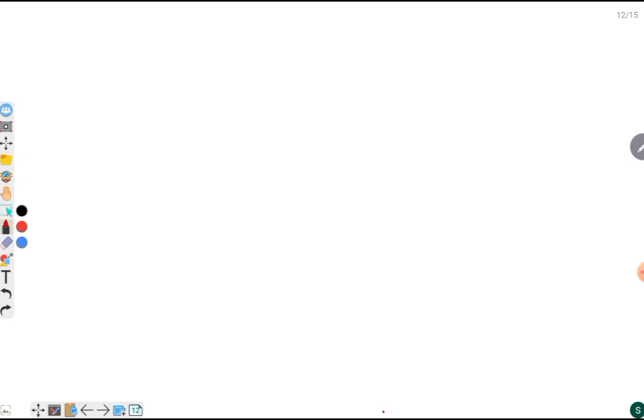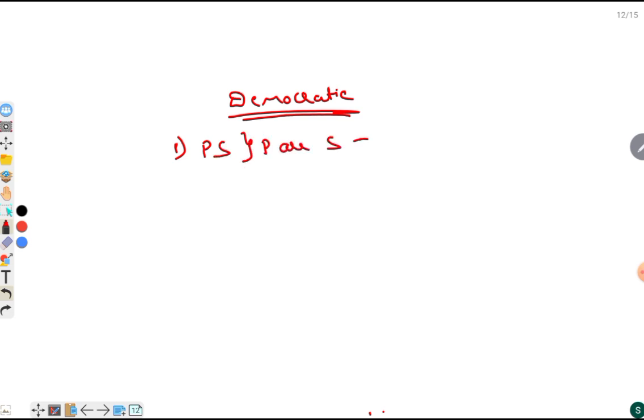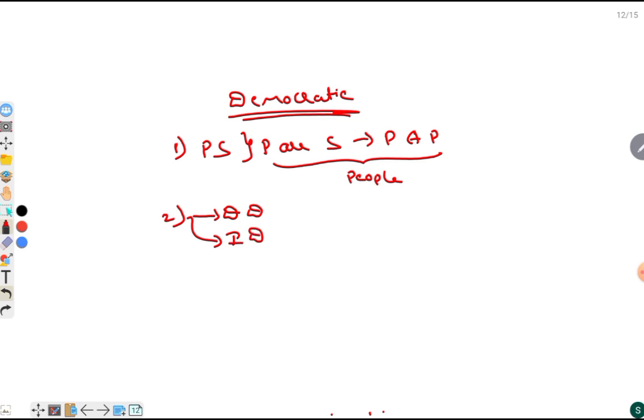Then coming to the term democratic. Democracy in India is based on the principle of popular sovereignty, that is, people are sovereign and people are the power. Hence, the ultimate decision makers are the people. In democracy, we have direct democracy and indirect democracy. First, let us see about direct democracy.